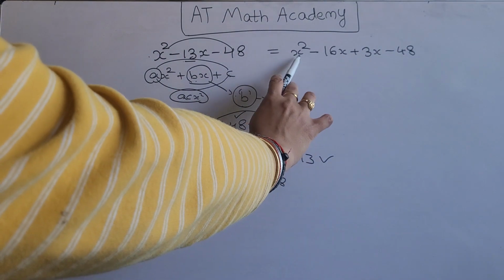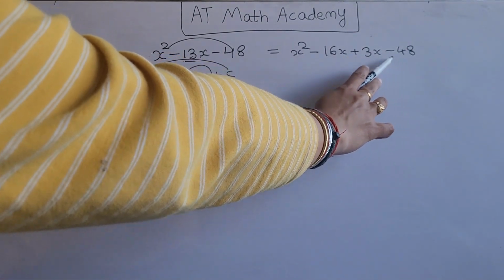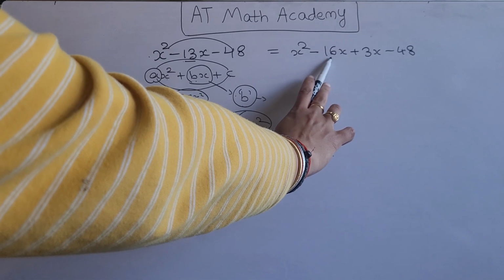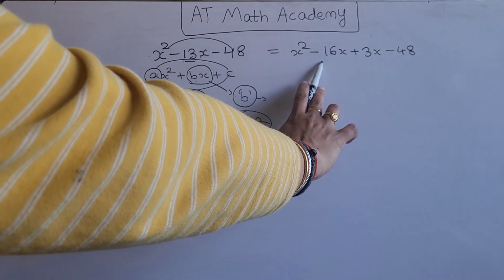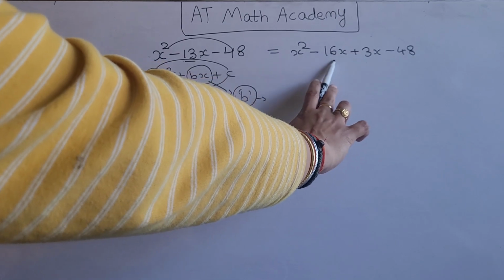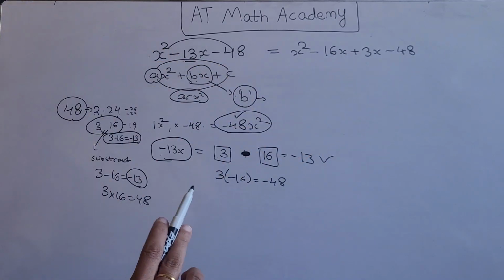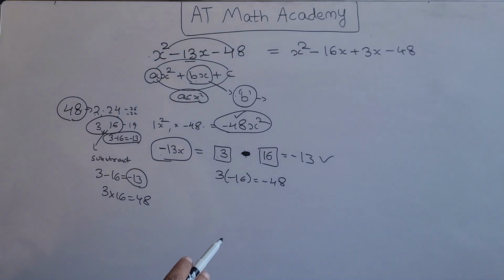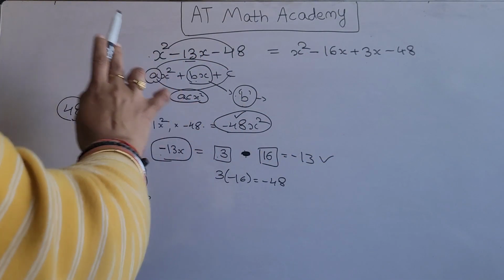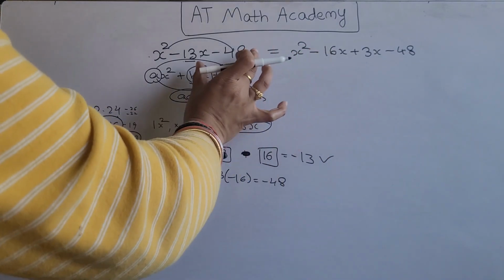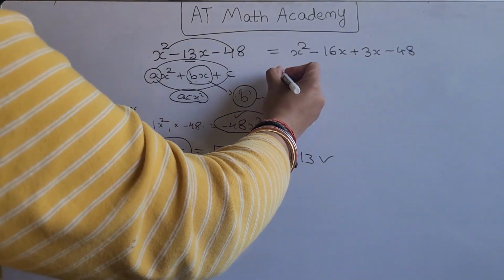When you observe, x squared times minus 48 is minus 48x squared. Minus 16x times 3x: minus 16 times 3 is minus 48, and x times x is x squared. So the product is satisfied, and minus 16x plus 3x gives us minus 13x. Hence we have written this expression as this.